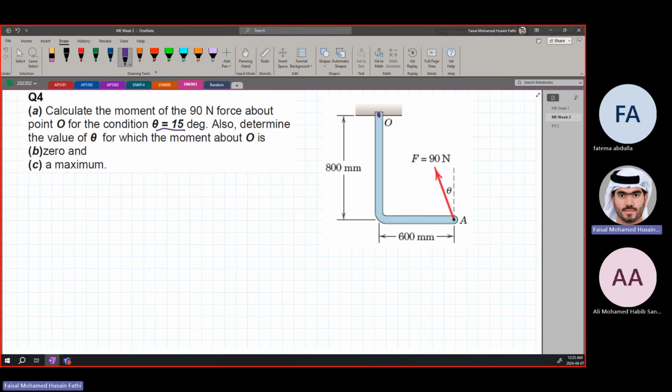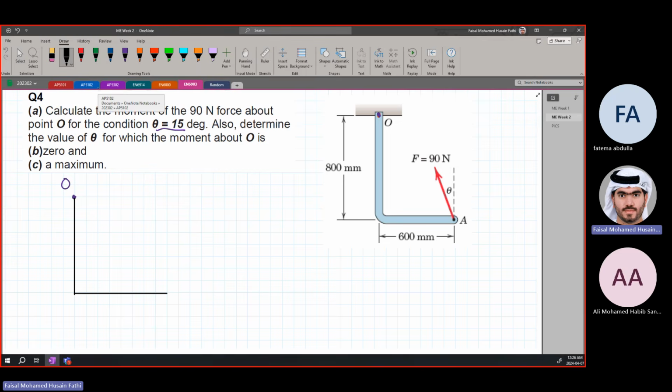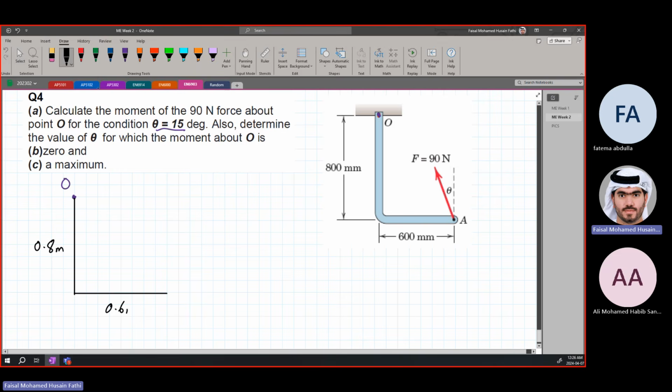Let's go step by step. First things first, draw the free body diagram. And then a point O. And then a line here, and this is where the force is being applied. This line is 800 millimeters or 0.8 meters. This is 600, which is 0.6 meters. And this is the force.